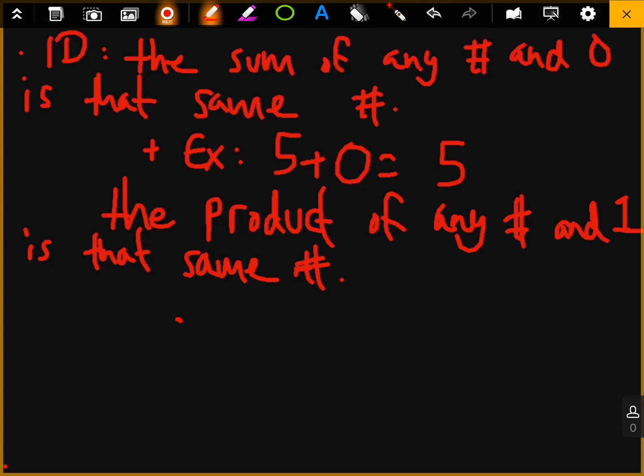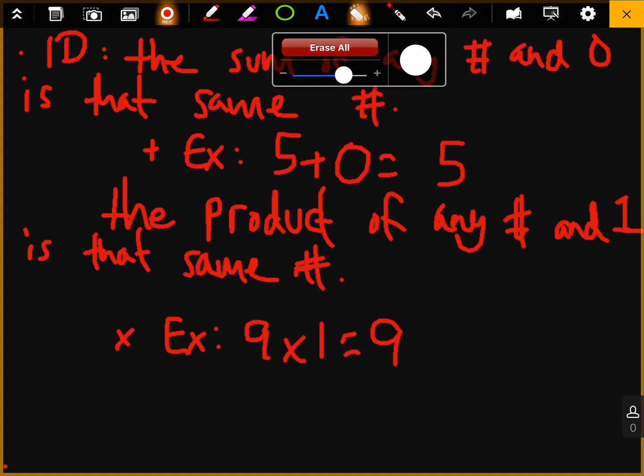So for this example, we could say, let's do 9 times 1. It's going to be 9. Any number times 1 is going to be that same number. That's what the identity property is. It's saying when you add something with a 0, it's going to be that same number. When you multiply it with a 1, it's going to be that same number. Okay, make sure you write that down.